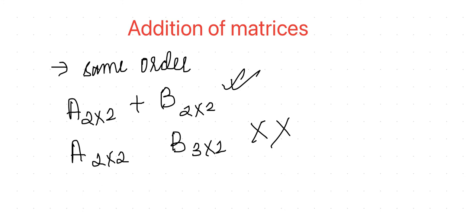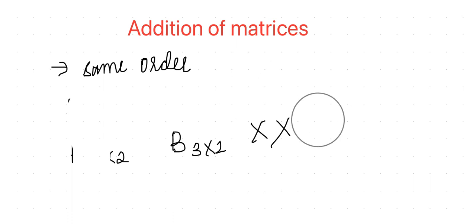So before performing the operation of addition, children, what do you need to see? First of all, you need to see that all the matrices should have the same order, and then addition can be of more than 2 matrices, children. That is completely fine. If I have another matrix C and it is also of order 2 into 2, then I can add it. So it's not necessary that you can add just two matrices. You can add 3 as well, but the condition is that they should have the same order.